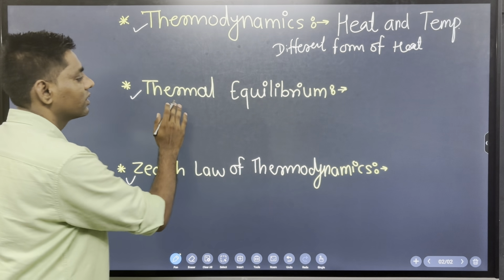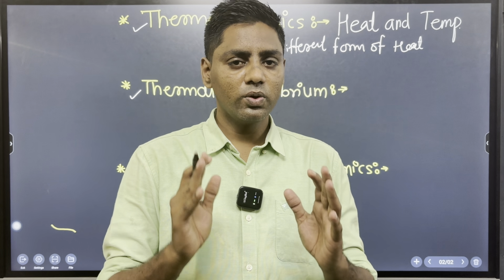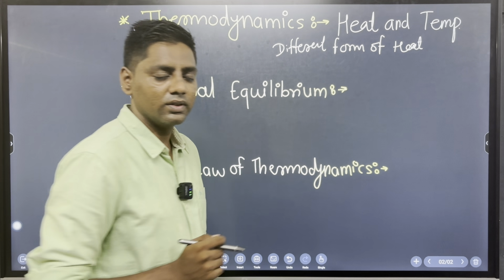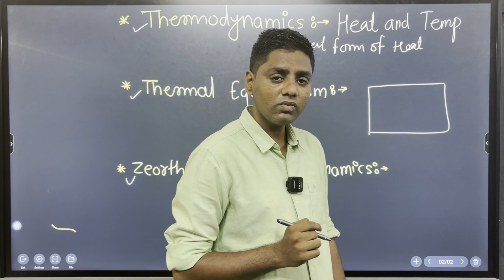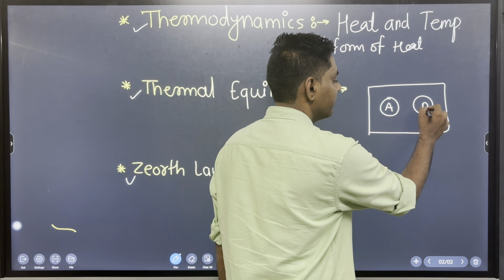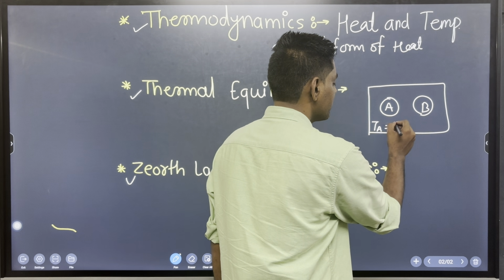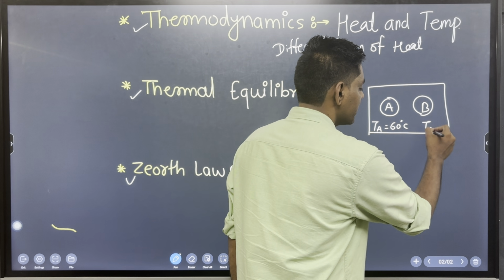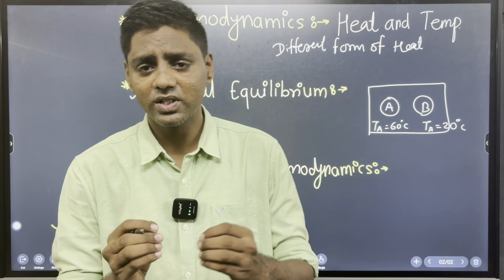Next, what is meant by thermal equilibrium? Before we make the definition, we complete one example so you can clearly understand it. Take this enclosure. Here two objects are there, object A and object B. We maintain the temperature of object A at 60 degrees centigrade, and object B has a temperature of 20 degrees centigrade. Our basic observation is very simple.